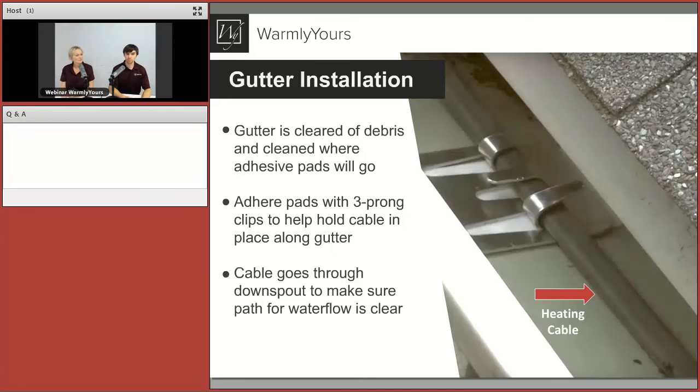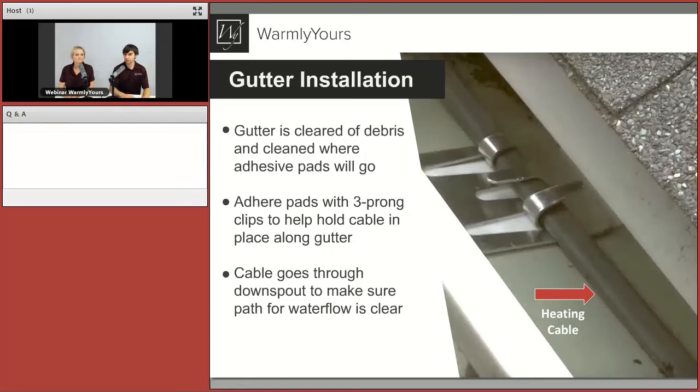And I think we got a question related to if you have a screen to cover your gutters, you don't want the leaves and debris to get in. How do you then use a roof and gutter de-icing system? Good question. We had Ken asking about that.